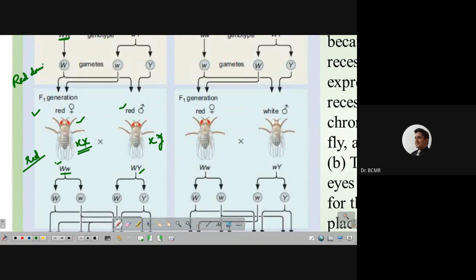The particular gene for eye color is present on the X chromosome. Okay, the W that is being shown here is present on the X chromosome. So both of them are XX here. Whereas in the Y chromosome, there is no eye color gene, it is lost. So where does the eye color come from in a male? It comes from the X.